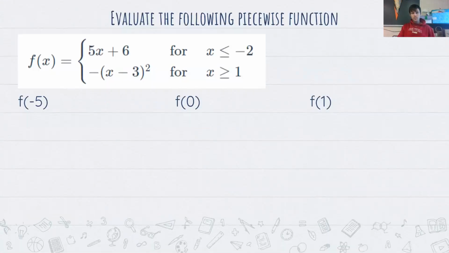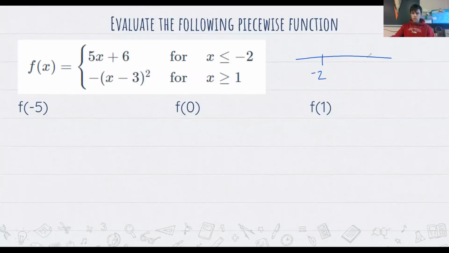All right, so we're going to evaluate this piecewise function. This one's a little simpler than the one we looked at. f of x is equal to 5x plus 6 for x less than or equal to negative 2. And then f of x is equal to this for x greater than or equal to 1. This one's a little bit weird because this doesn't cover everything. Let's make a quick number line here, and our 1 is over here, right? So being less than or equal to negative 2 covers this section here, all the way to negative infinity.